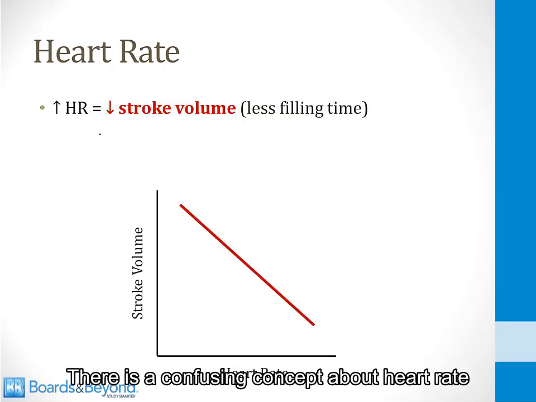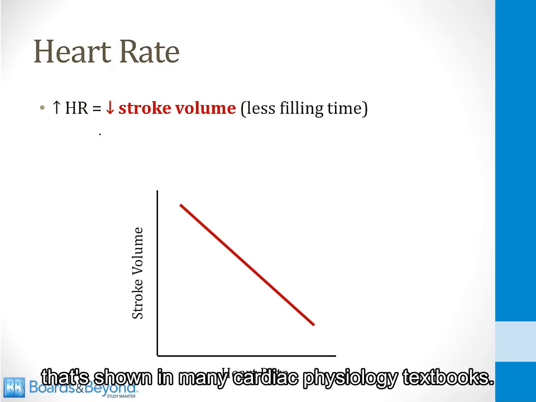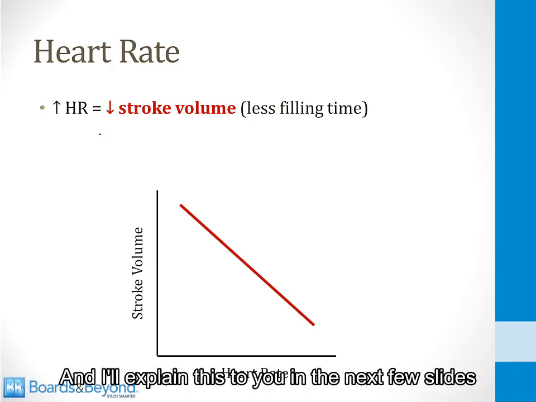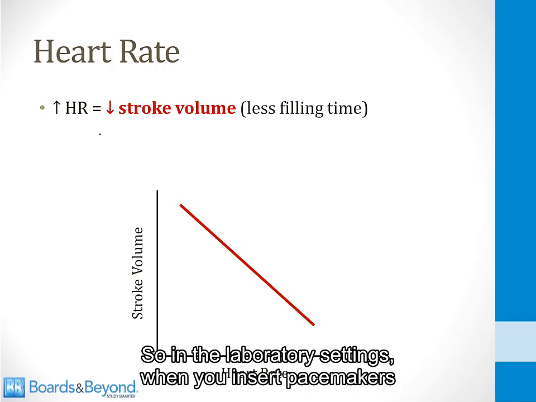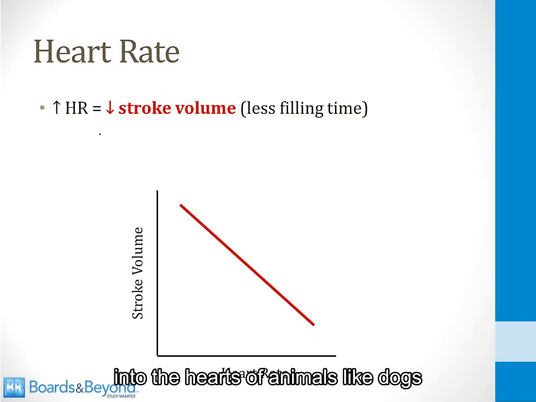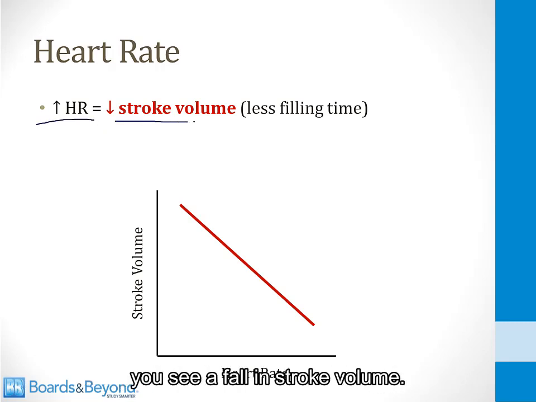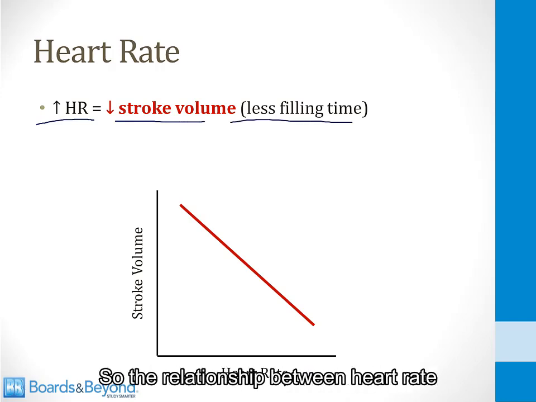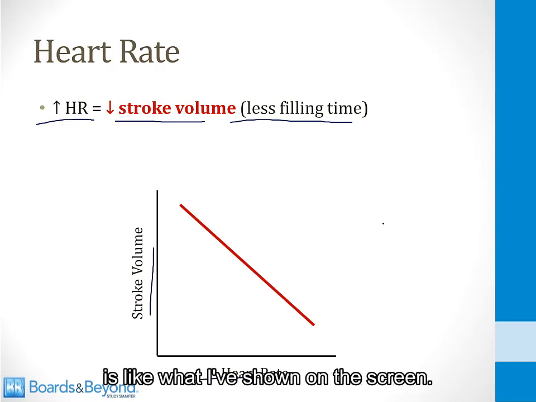There is a confusing concept about heart rate and stroke volume that's shown in many cardiac physiology textbooks, and I'll explain this to you in the next few slides in a way that hopefully makes sense. In laboratory settings, when you insert pacemakers into the hearts of animals like dogs and you artificially increase the heart rate, you see a fall in stroke volume. This is because there's less time for filling of the left ventricle. So the relationship between heart rate and stroke volume experimentally is like what I've shown on the screen.